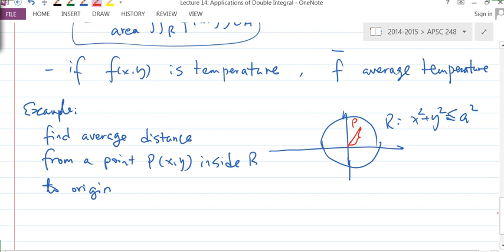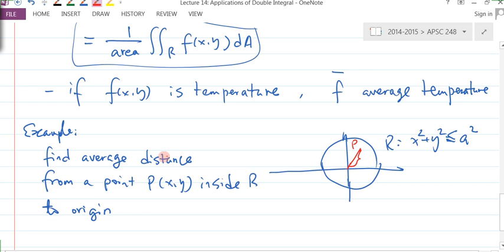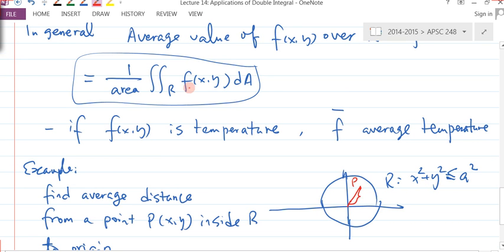You're looking for average distance. If I wanted to use this formula here, we need to formulate this question so that it can fit into this formula. This formula is the average value described by this function over this R. So what's the value? The value is the distance. So this function f of x, y should be the distance, a function describing the distance from an arbitrary point to the origin.